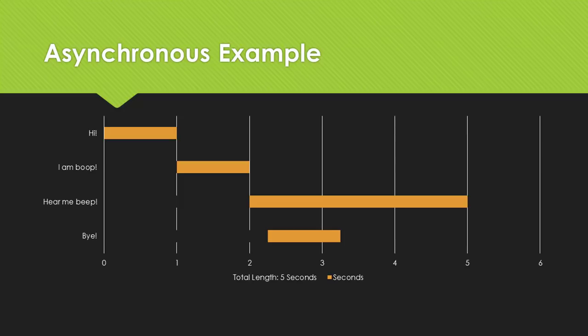Rather than wait for this function to run, the next bit of code will be allowed to run, which is the bye message. Eventually, after 3 seconds, the hear me beep message will be logged and the script will finish running. In total, this takes 5 seconds to run. This is what's considered non-blocking or asynchronous. The fact that the rest of the code can run without having to worry about the other task is great. This increases performance and speed.